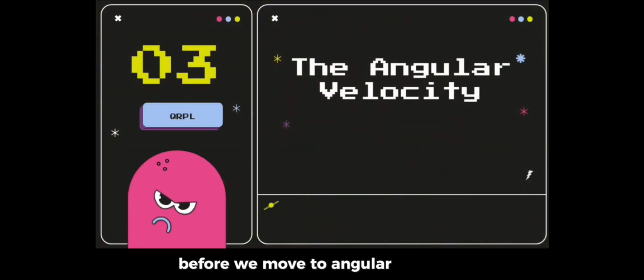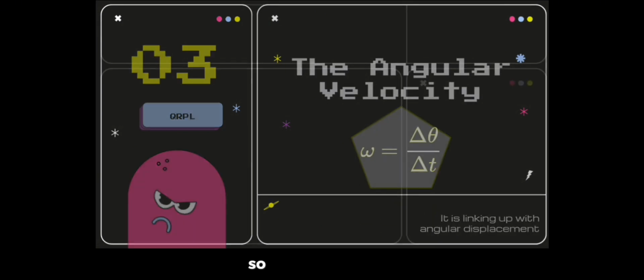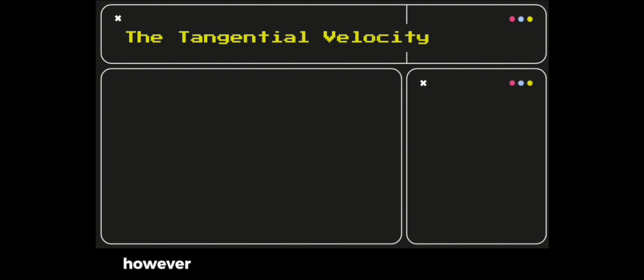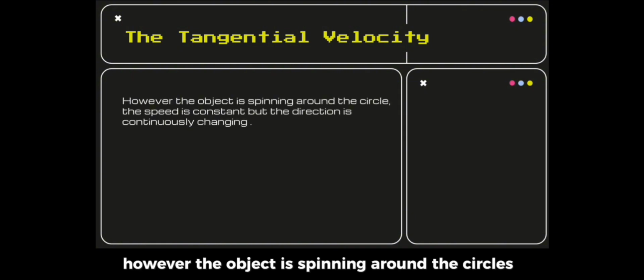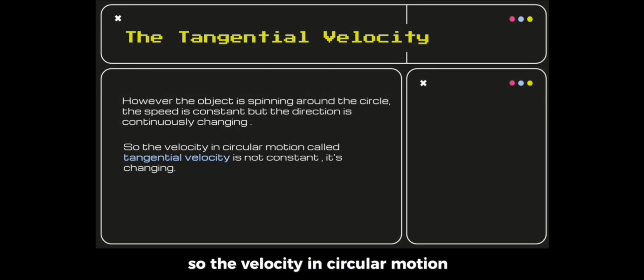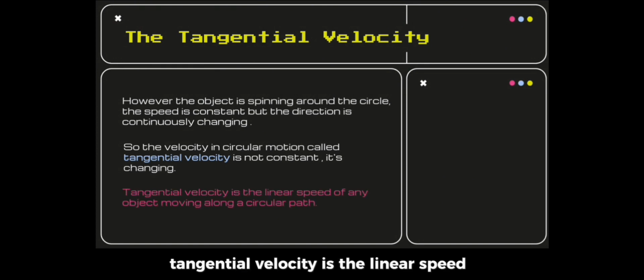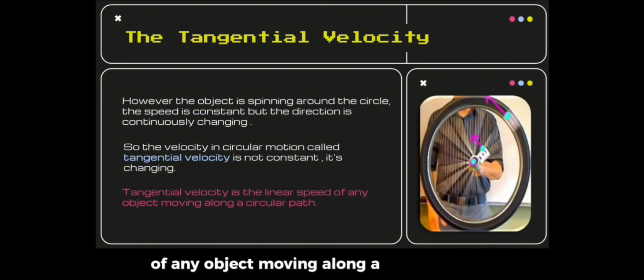From now, I'm going to explain what angular velocity is. Before we move to angular velocity, we should know what tangential velocity is, so I will explain it. When an object is spinning around a circle, the speed is constant, but the direction is continuously changing. So the velocity in circular motion, called tangential velocity, is not constant, it's changing. Tangential velocity is the linear speed of any object moving along the circular path.